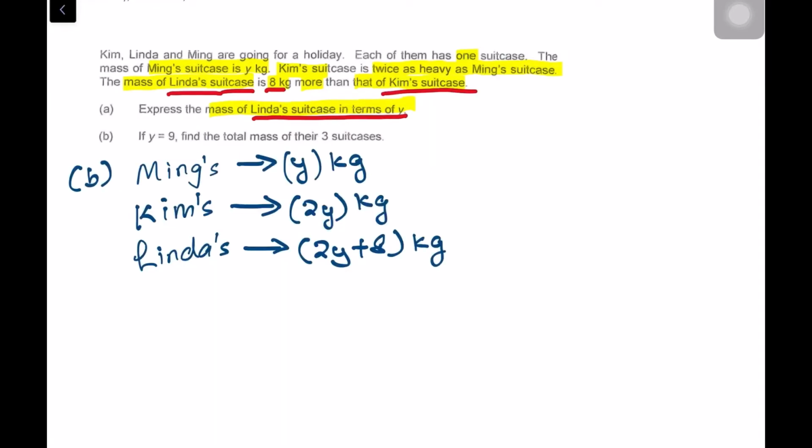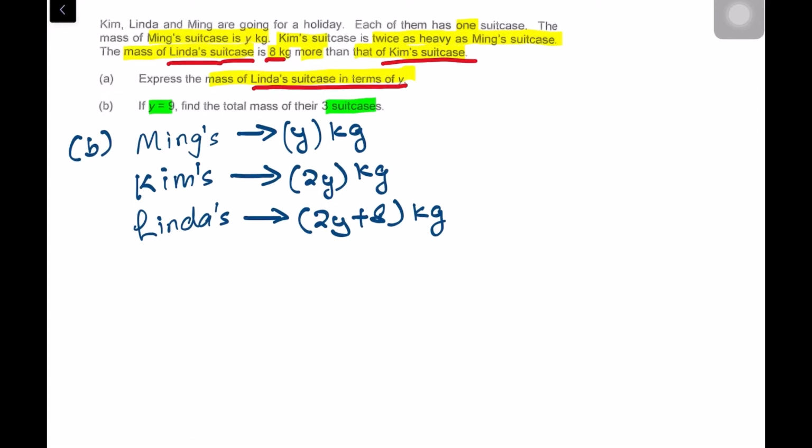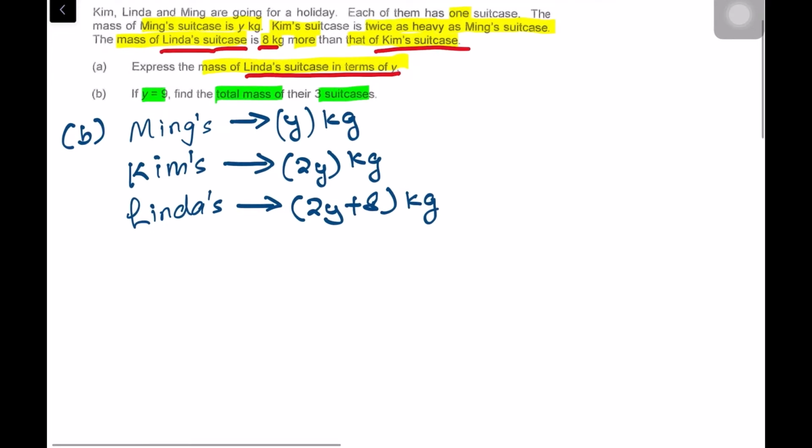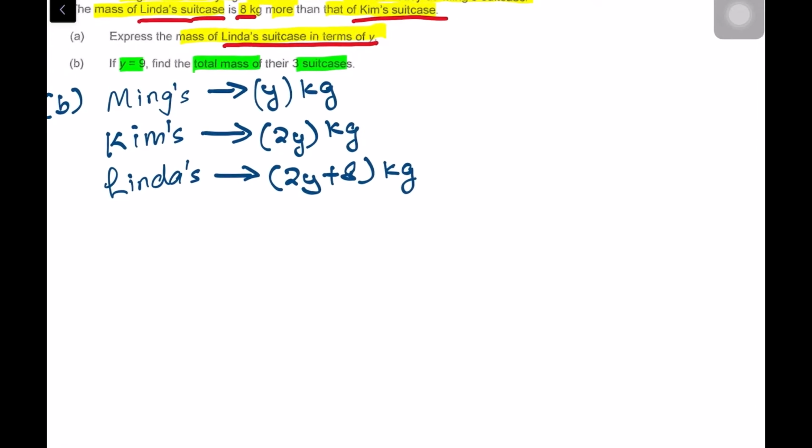Now moving on to part B, if y is equal to 9, find the total mass of their three suitcases. So based on part A, we found that Ming's suitcase mass was y kilograms, the mass of Kim's suitcase was 2y kilograms, and the mass of Linda's suitcase was 2y plus 8 kilograms. So we need to find the total mass of the three suitcases, provided that y is equal to 9. So actually there are two ways to go about this, and technically both of the methods are quite similar.